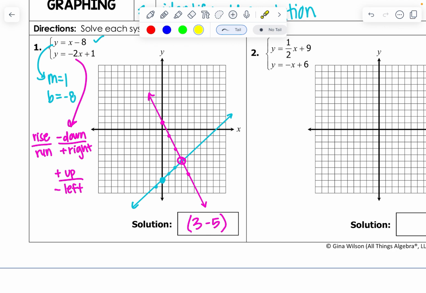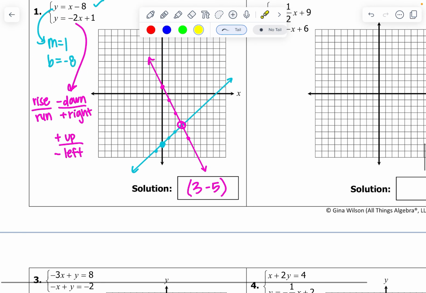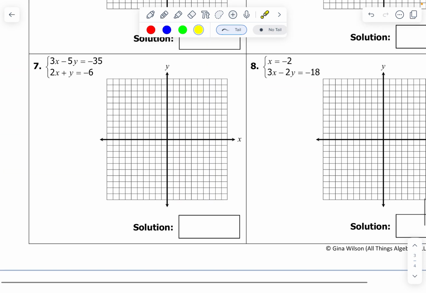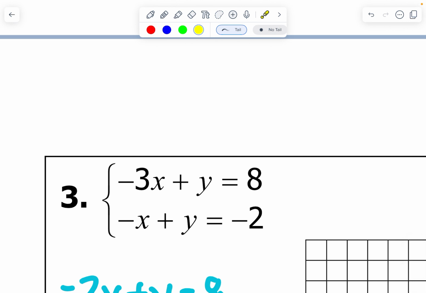Okay, we're going to skip 2 for now and go on to number 3. So number 3 looks like this. What I want you to do now is pause the video and rewrite it in slope-intercept form, and then you're going to graph it.